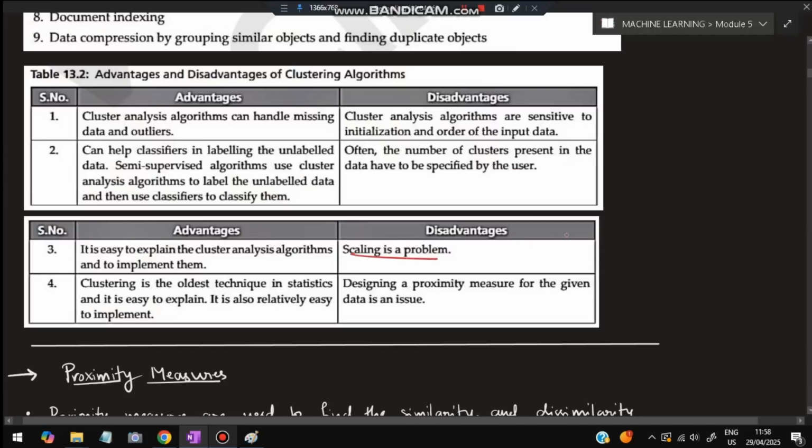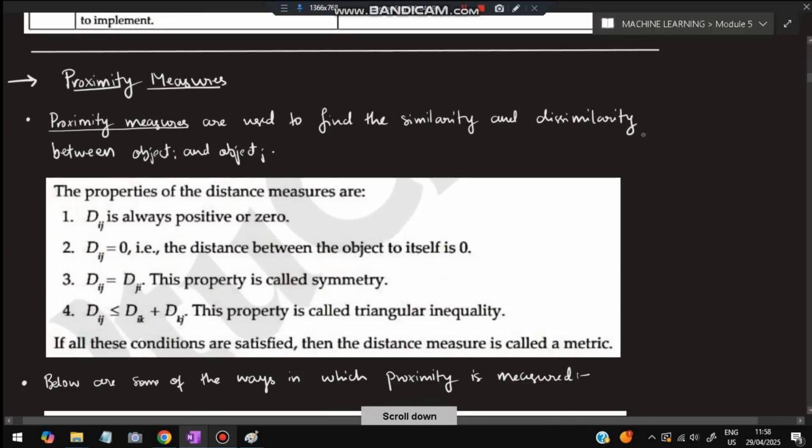Another disadvantage: scaling is a problem. We cannot scale it to a larger level, and designing a proximity measure for the given data is an issue. Which measure you are using to see if it is similar or dissimilar, what factor you are using, that matters. Now, proximity measures are used to find the similarity or dissimilarity between object i and object j.